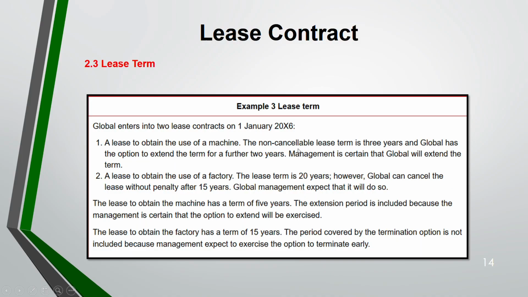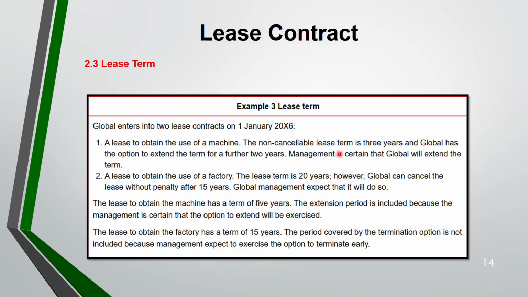Now, example 3, we'll see the lease term for two contracts. So Global is entering into two lease contracts. First, let's see the first one. The first one is a lease to obtain the use of a machine. The non-cancelable lease term is 3 years. That means the lease term is 3 years and they have an option to extend for a further 2 years. So you have to say whether the lease term is 3 years or it would be 5 years.